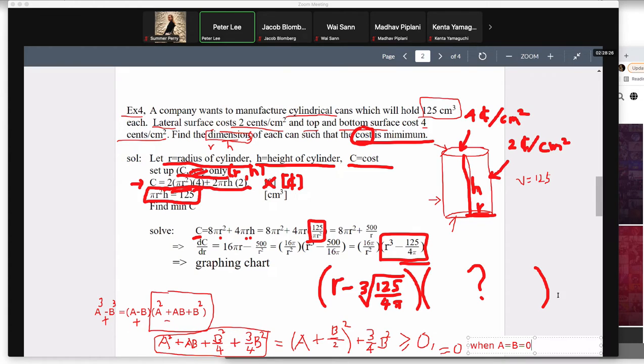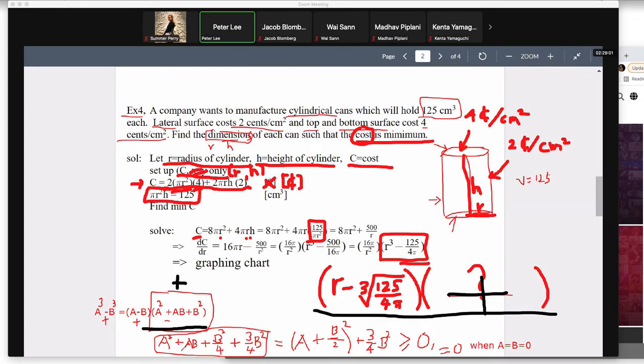So note that in our case, b is not 0. b cubed is 125 over 4 pi. So all we know is that this guy right here is positive. That's all we have to know. You have to know this, otherwise you cannot analyze the sign of this guy. So when you have a plus here, this guy will always be a plus.